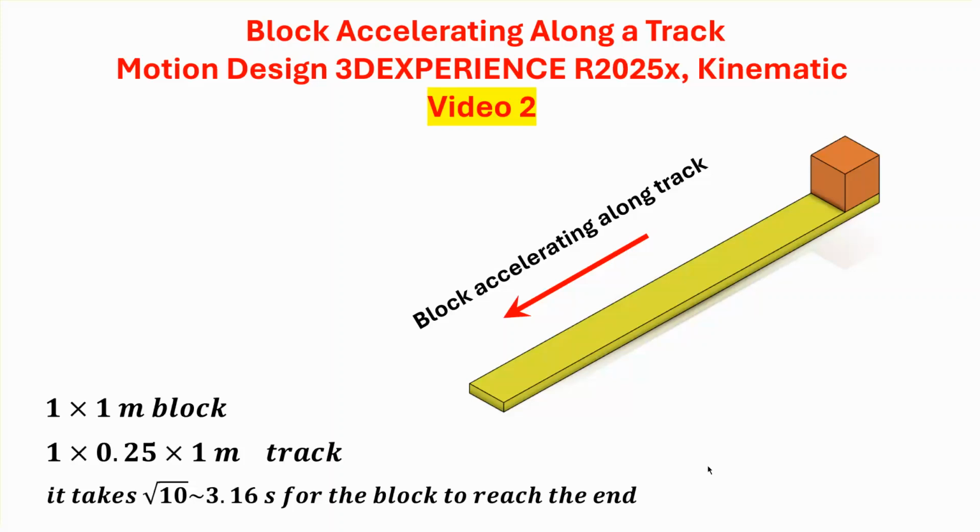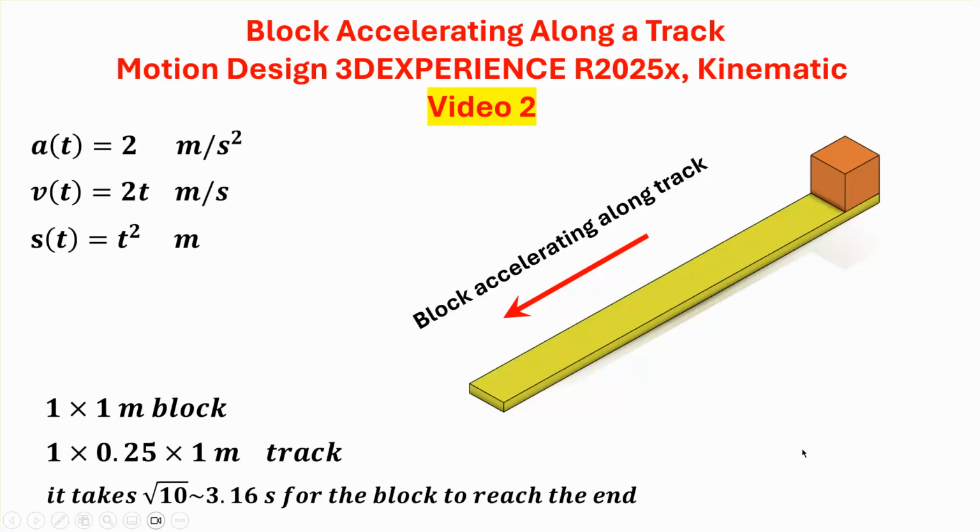Now, from elementary physics, we know that if the acceleration is 2 meters per second squared, you integrate it, you get the velocity. So the integral of 2 is 2t meters per second. And if you integrate it again, assuming that it starts at the zero position with zero velocity, you get the position of the block as a function of time being parabolic, t squared.